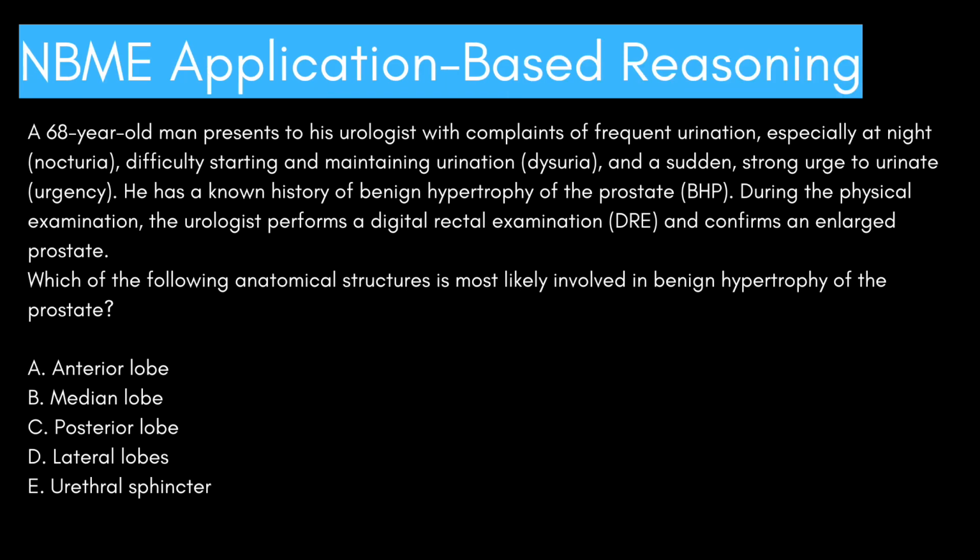A 68-year-old man presents to his urologist with complaints of frequent urination, especially at night, nocturia, difficulty starting and maintaining urination, dysuria, and a sudden, strong urge to urinate, urgency. He has a known history of benign hypertrophy of the prostate, BHP. During the physical examination, the urologist performs a digital rectal examination, DRE, and confirms an enlarged prostate. Which of the following anatomical structures is most likely involved in benign hypertrophy of the prostate?